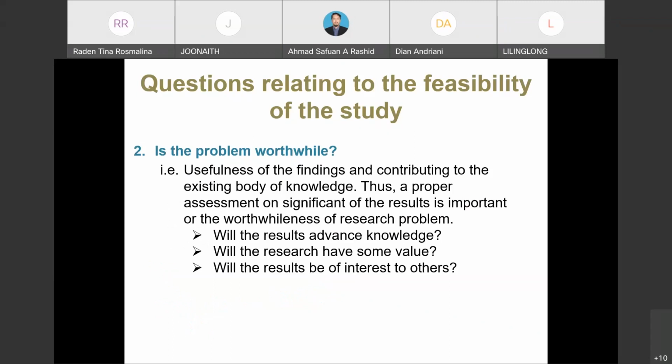Is the problem worthwhile? Is the finding useful and contributing to the existing body of knowledge? Those are proper assessments of the significance of the result, which is important for the worthwhileness of the research problem. So although you carry out a laboratory test, at the end you should have one section that discusses the applications of your result towards the full scale or towards industry applications.